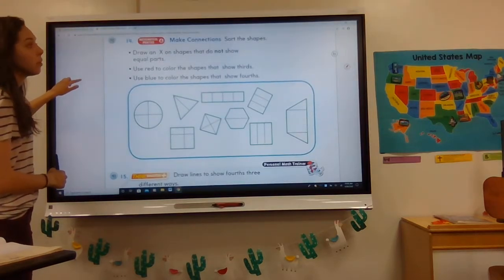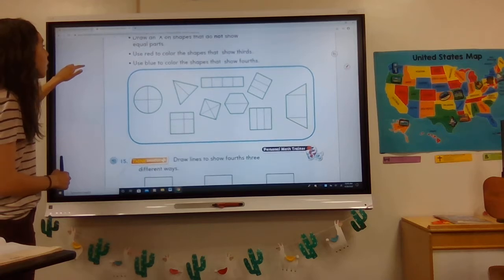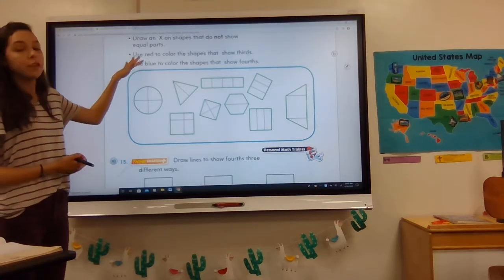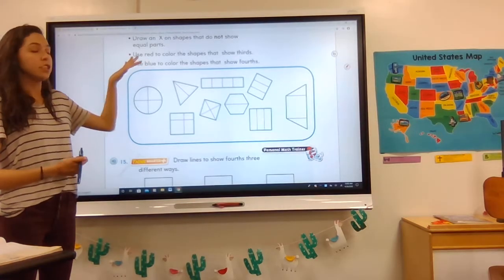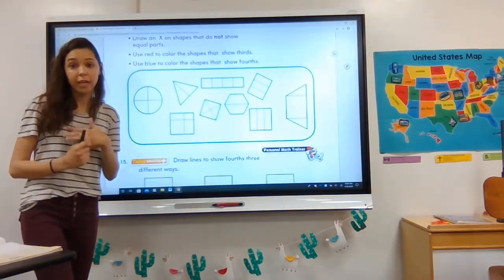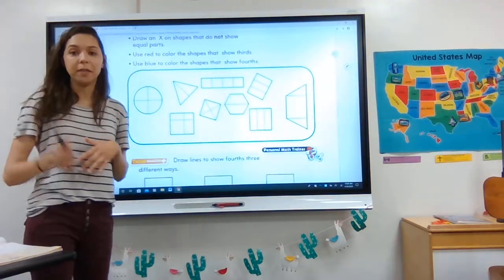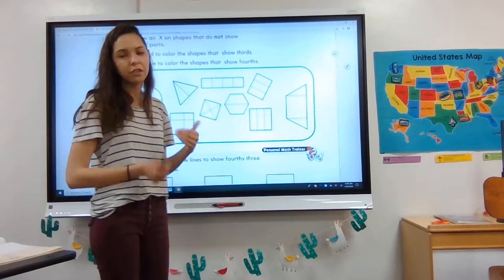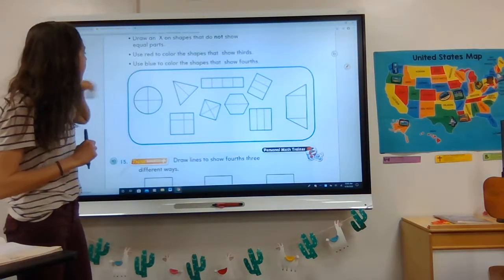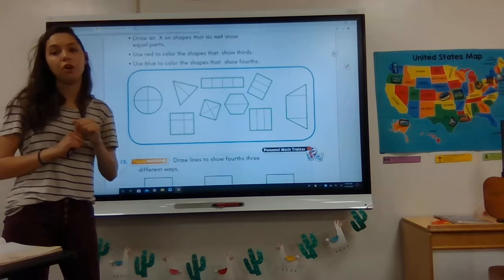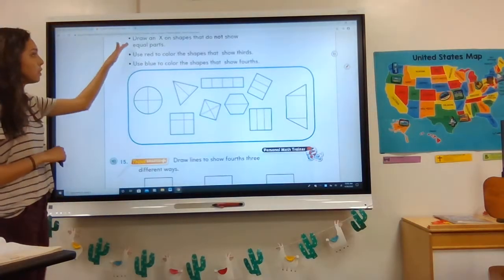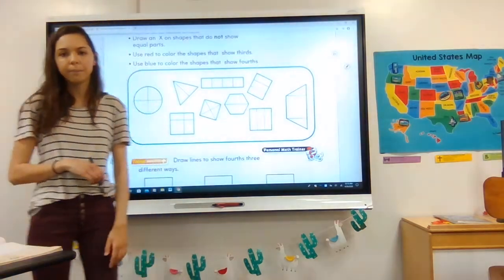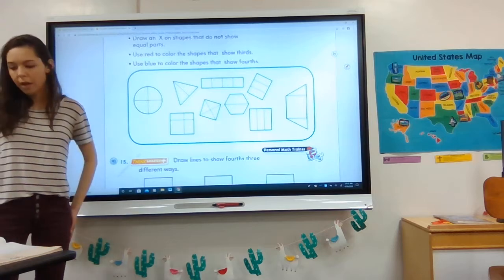All right, so we are on number 14. We're going to sort our shapes. So we're going to draw an X on shapes that do not show equal parts. First do that. And then we're going to use red to color the shapes that show thirds. So whether you're using a crayon or a colored pencil. All right, probably not marker because it'll bleed through to the other side of the page. So maybe stick with crayon or colored pencil. And then you're going to use blue to color the shapes that show fourths. Okay, so first, do the first part, draw an X on shapes that do not show equal parts. So pause the video, go ahead and do that. All right, come on back.